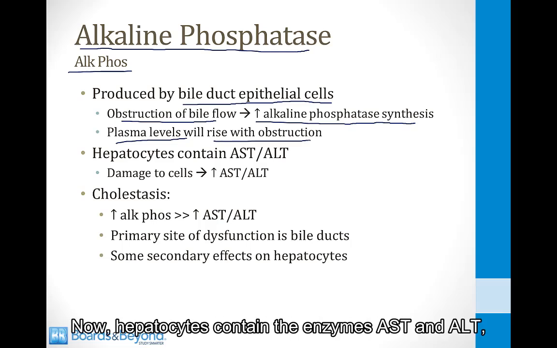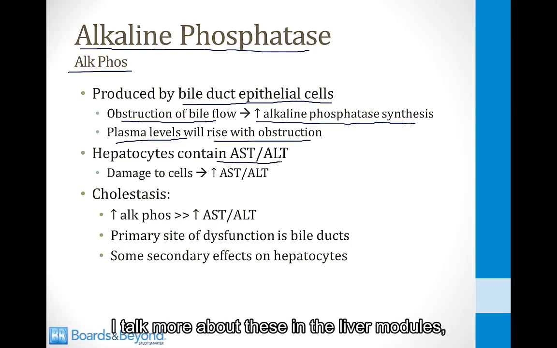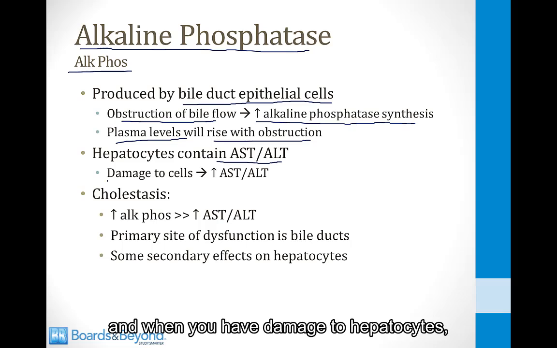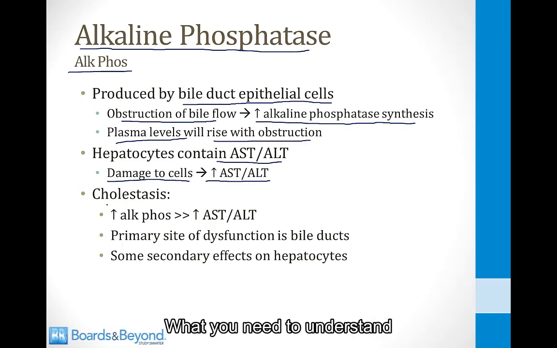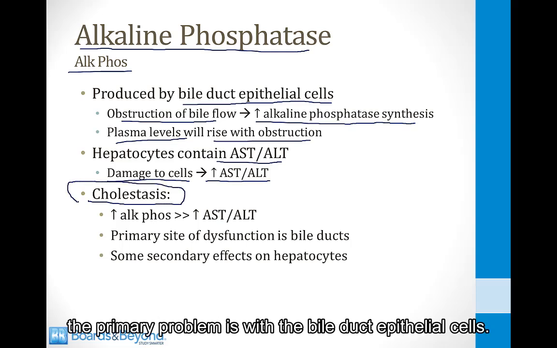Now, hepatocytes contain the enzymes AST and ALT. I talk more about these in the liver modules, and when you have damage to hepatocytes, you can see a rise in the serum levels of AST and ALT. What you need to understand is that when there is cholestasis, the primary problem is with the bile duct epithelial cells.